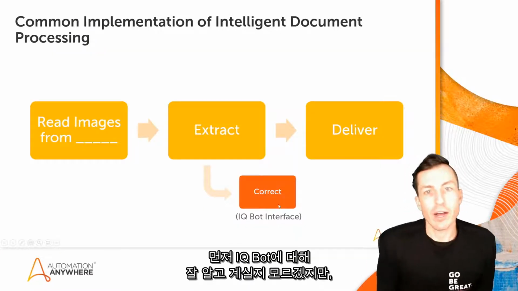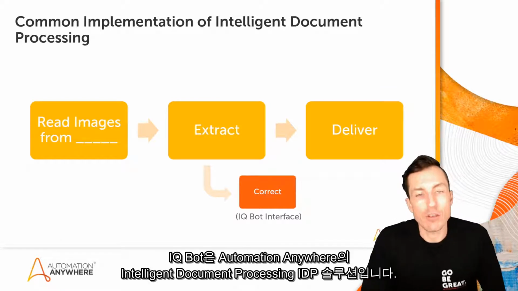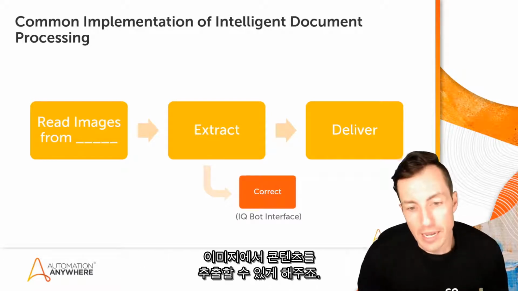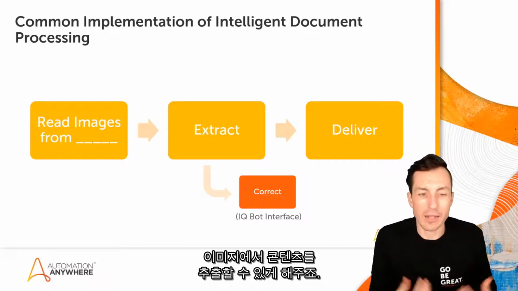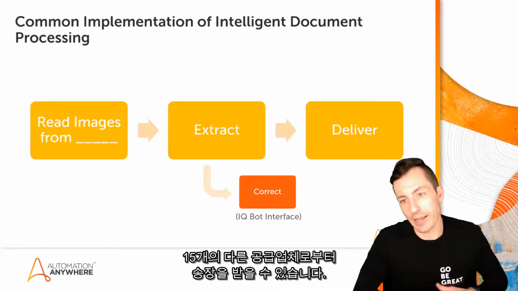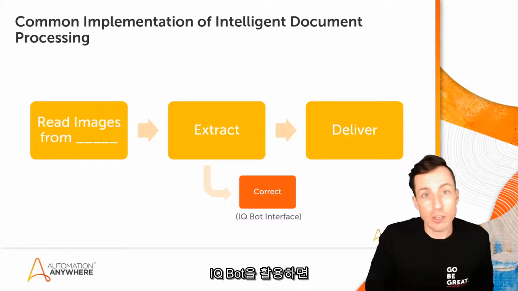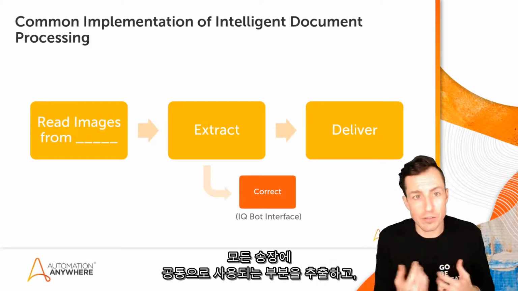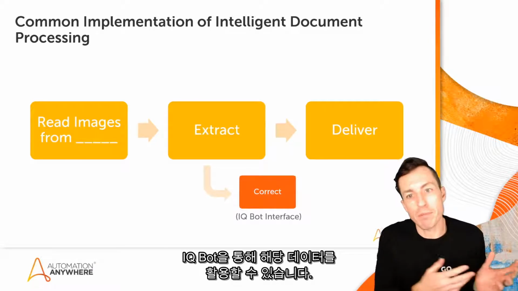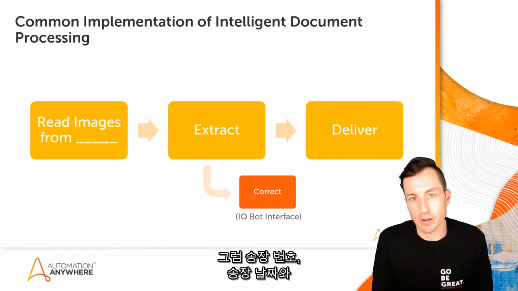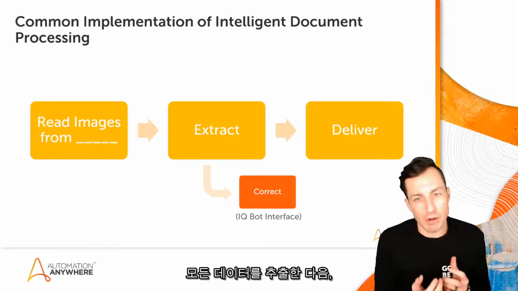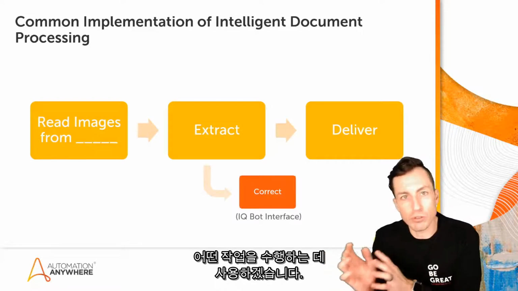First off, if you're familiar with IQBot, it's Automation Anywhere's IDP solution, Intelligent Document Processing, and it enables you to extract content from your images, right? So maybe I'm dealing with invoices, and I've got invoices from like 15 different vendors. Using IQBot, I can extract the details that are the same across all of them, and then make use of that data. I'm going to extract the invoice number, the invoice date, the total amount due, stuff like that.